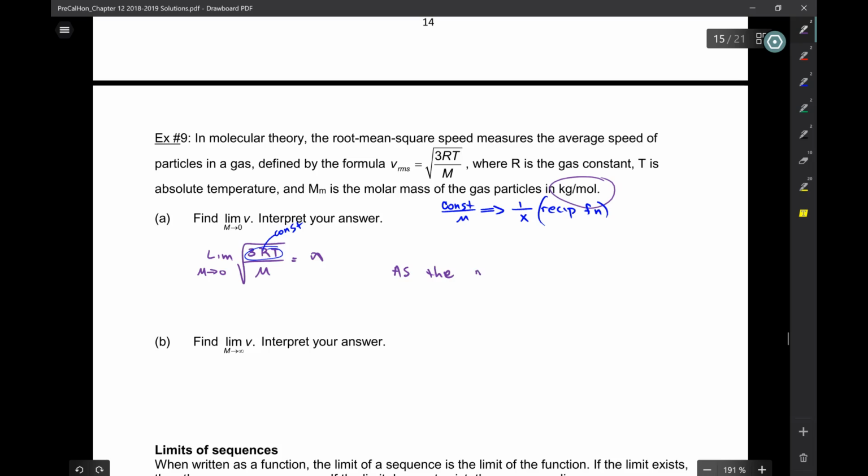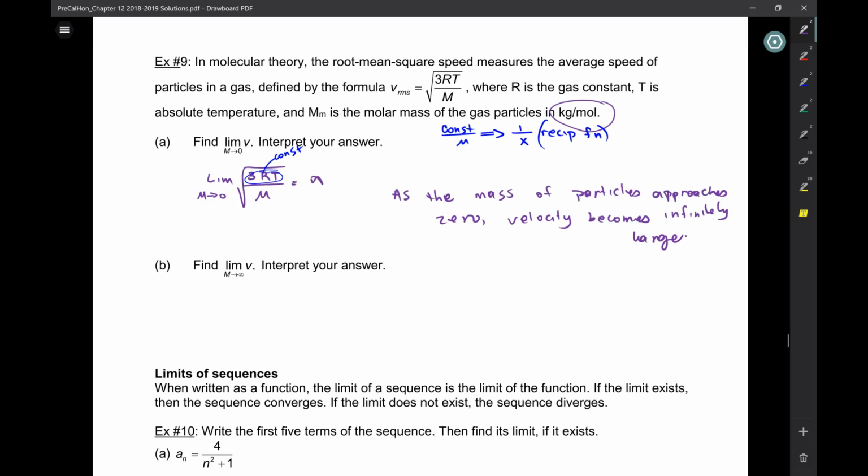So as the mass of particles approaches 0, the velocity becomes infinitely large. Okay, now let's do the other version.